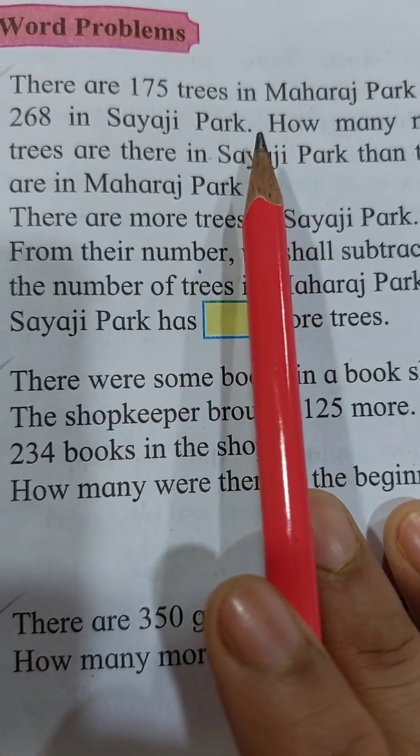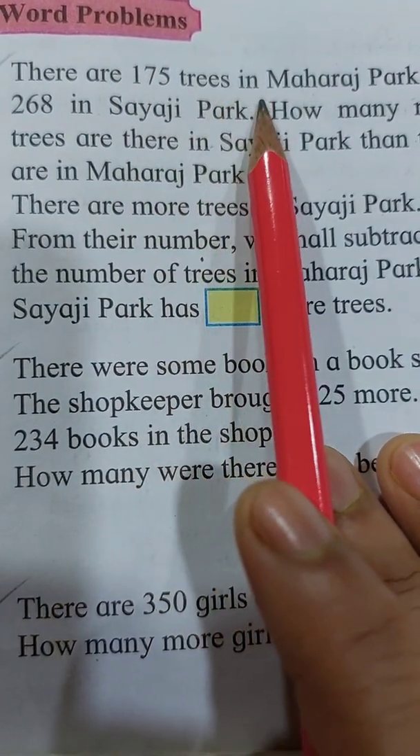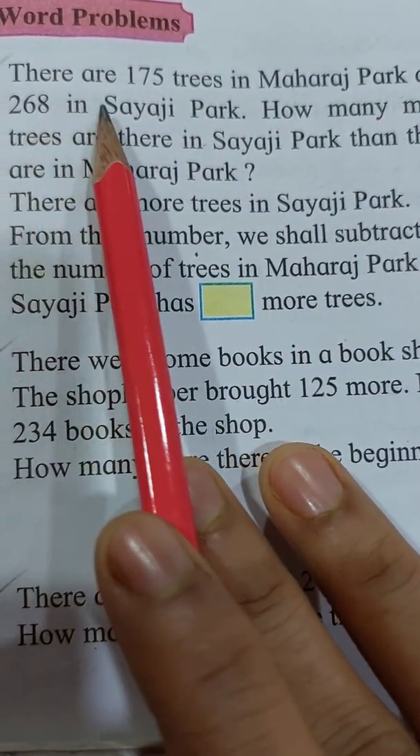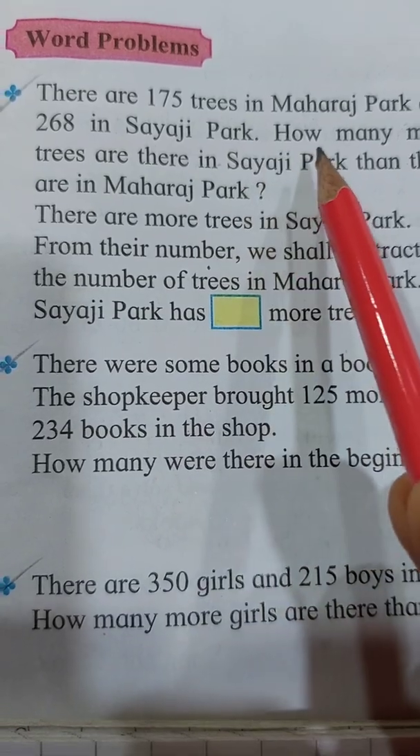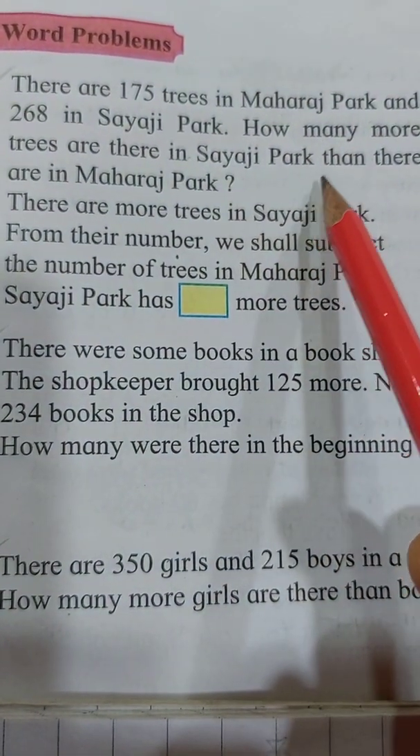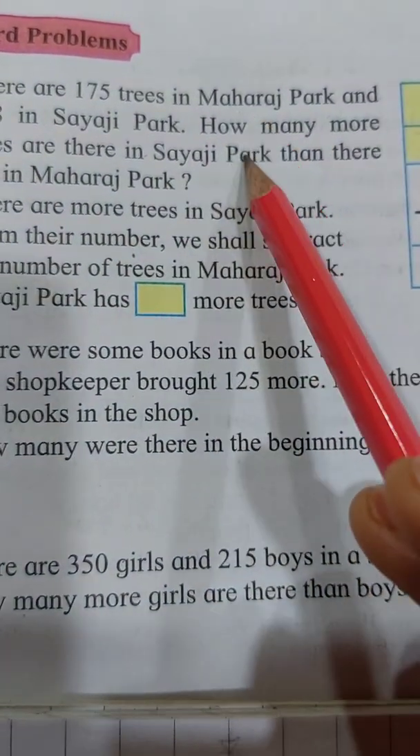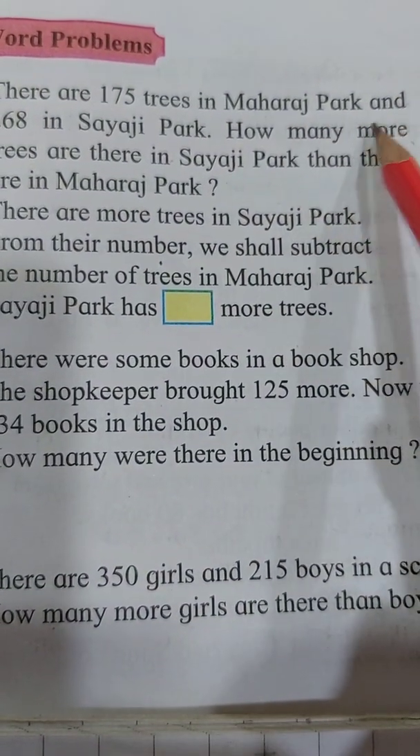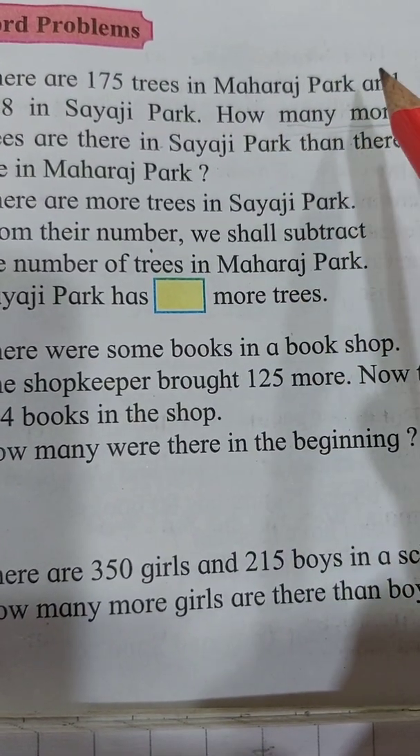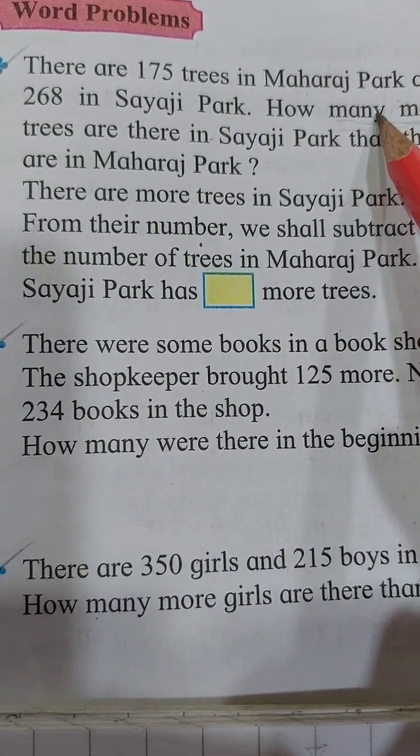So let us first read the question. There are 175 trees in Maharaj Park and 268 in Sayaji Park. How many more trees are there in Sayaji Park than there are in Maharaj Park? So, how many more than? Yes, here this is the keyword. So this is a subtraction sum. The first step is clear.